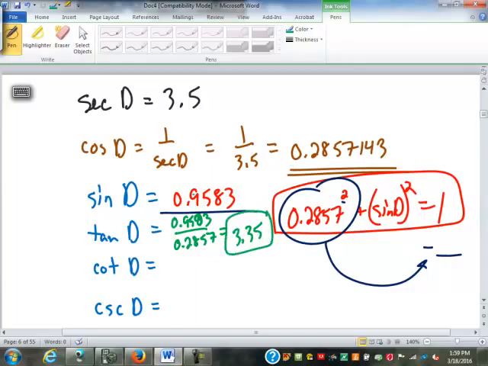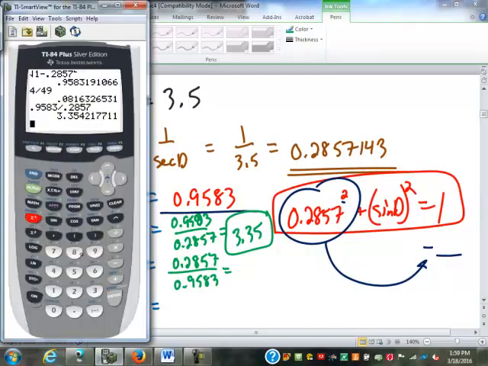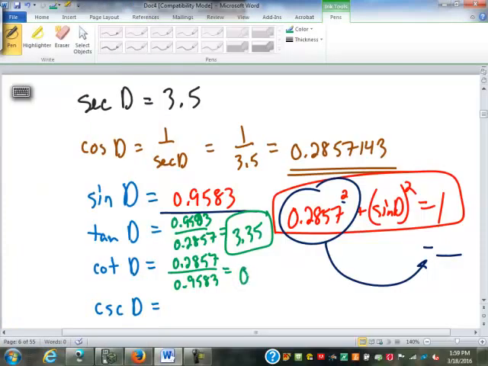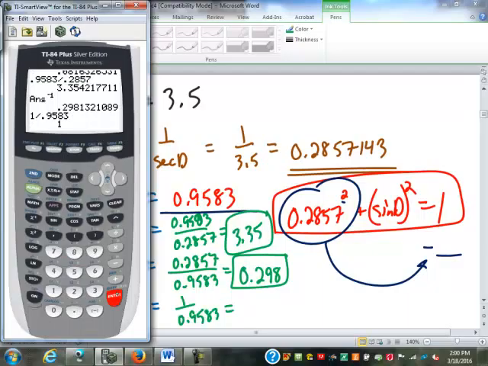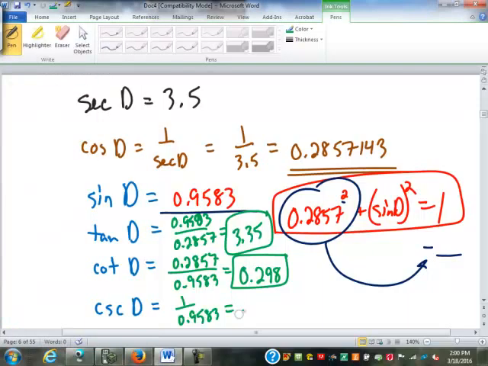The cotangent is just going to be the other way around. It's the cosine, the 0.2857, divided by the sine of 0.9583, which is 0.298. And of course the cosecant is 1 divided by the sine, so 1 divided by 0.9583 is 1.044.